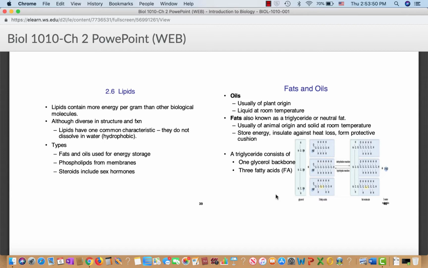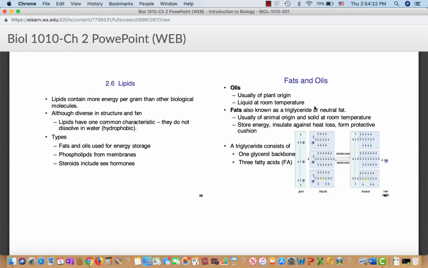Lipids contain more energy per gram than any other biological molecule. Structurally, although they have a diverse structure and function, they have one common characteristic, and that is they do not dissolve in water. They're hydrophobic. There are fats and oils used for energy storage, phospholipids for your membranes, steroids including your sex hormones. Oils are typically of plant origin, liquid at room temperature. Fats are triglycerides, and are of animal origin, typically solid at room temperature.